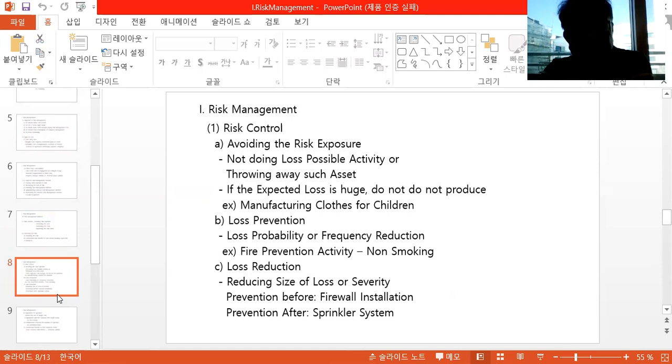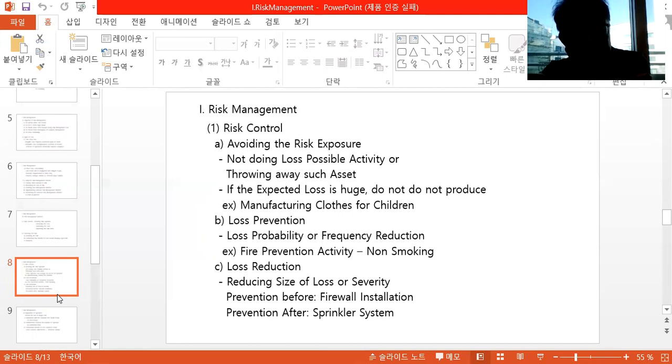Okay, here risk control, avoiding the risk exposures. You don't do anything where there is any possibility of loss, or you throw away such assets which can create some possible risk. Also, if the expected loss is huge, you do not do any production. An example is manufacturing clothes for children. It's so risky that you don't do any manufacturing for those clothes.